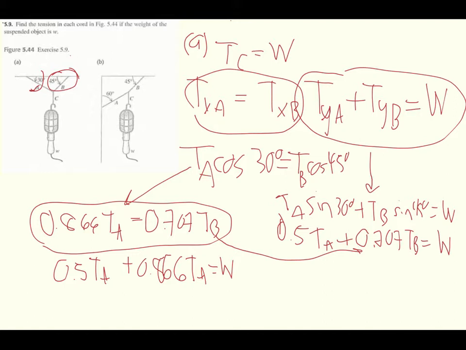I add those two together, 0.5 plus 0.866, just to make sure. That can't be right. Plus 0.866, 1.366. 1.366 T_A equals W. Divide both sides, and I get that T_A is going to equal 0.732 W.